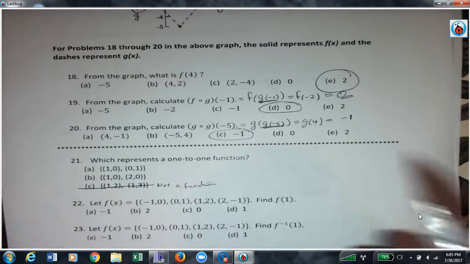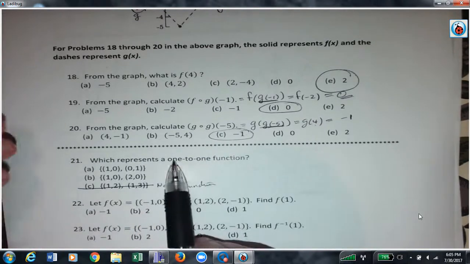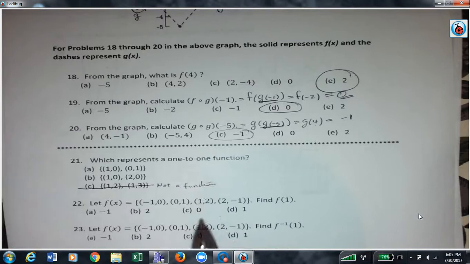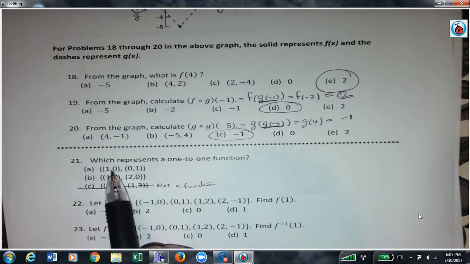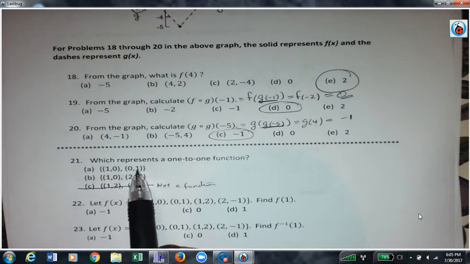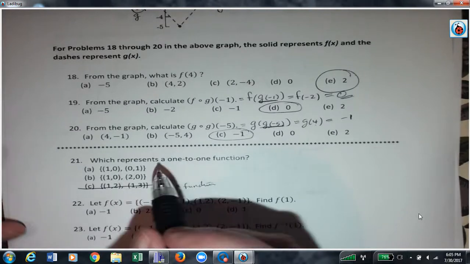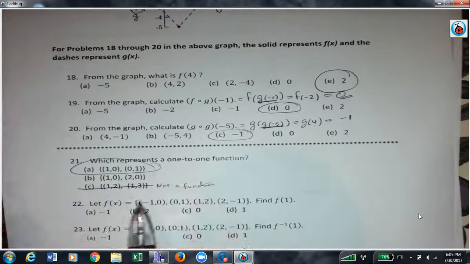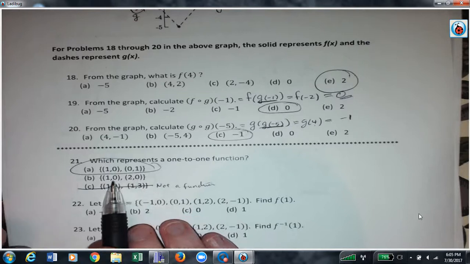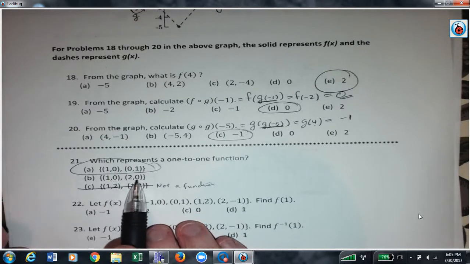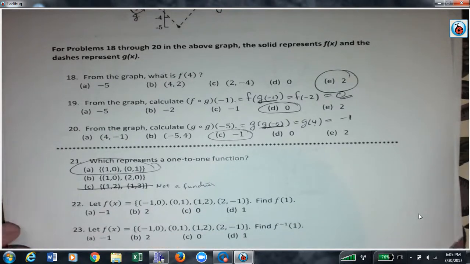So both of these are functions, but only one is one-to-one. What does one-to-one mean? No repetition in the second coordinate. And we can see here there's no repetition in the second coordinate. So that will be a one-to-one function. This was a function, but we have repetition in the second coordinate, so it's not a one-to-one function.